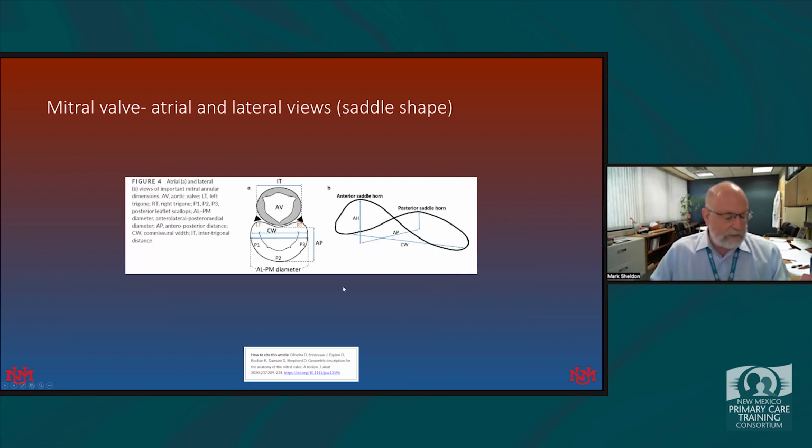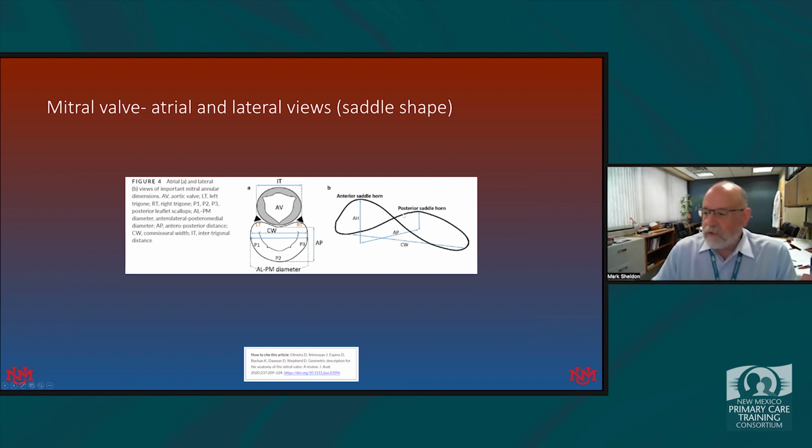And this is probably a good ending slide on structure of the mitral valve. Again, this shows the relative positions of the aortic valve. Anterior leaflet here, P1, P2, and P3 are the scallops, the cusps of the posterior valve. But this section here really points out that it is not a circle.